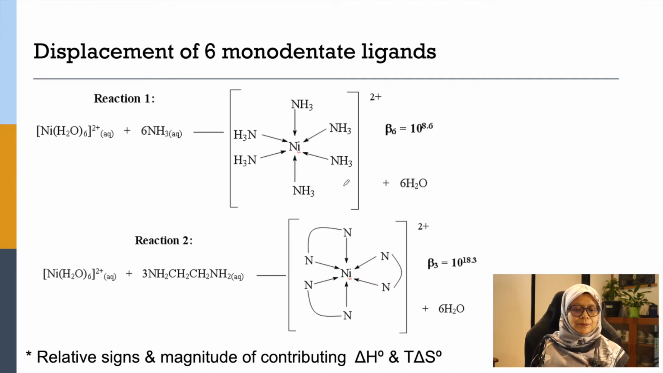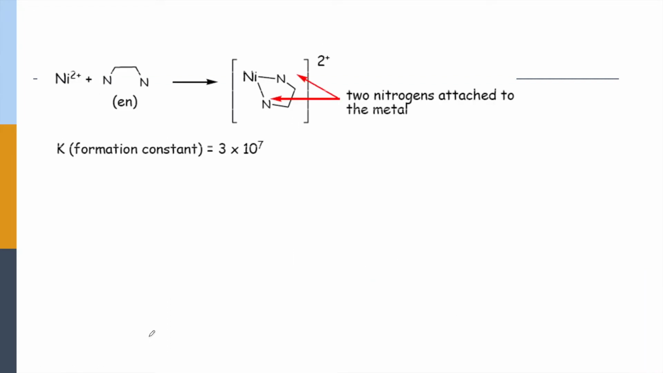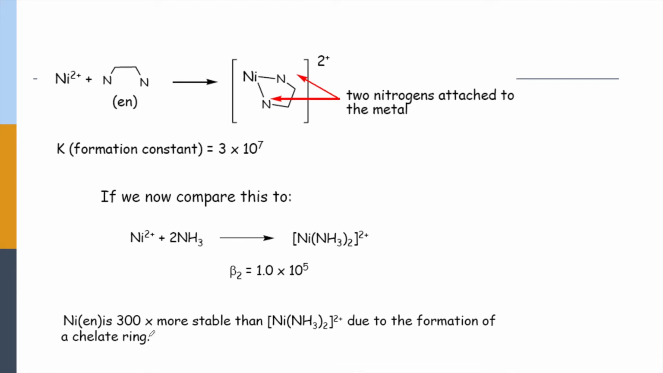So these are the relative signs and the magnitudes contributing to the delta H and T delta S. Here is where we have nickel 2 with ethylene diamine, forming this complex ion, where the 2 nitrogens are attached to the nickel, and the formation constant here is 3 times 10 to the power of 7.